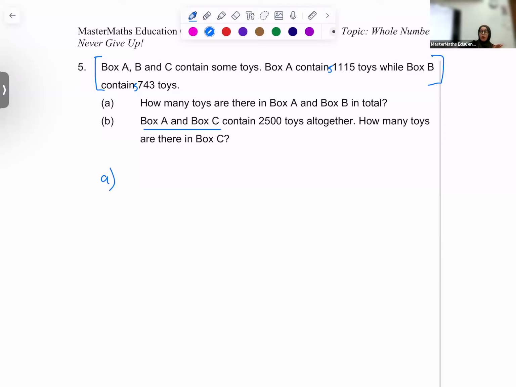Is there a comparison phrase in this question? Yes or no? Where's the comparison phrase? More or less, fewer, greater? No, right? So we can just draw a what kind of model? Very good, Pritika. We can just draw a part whole model.